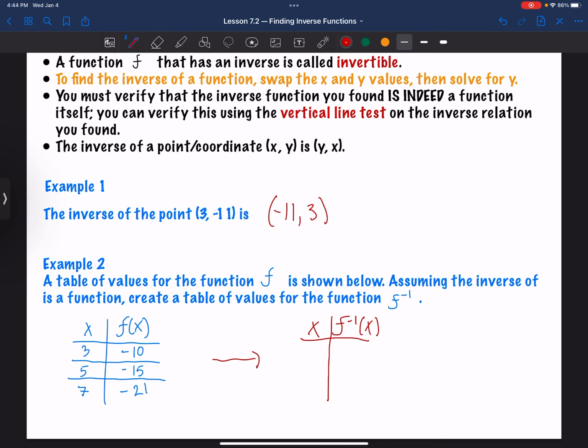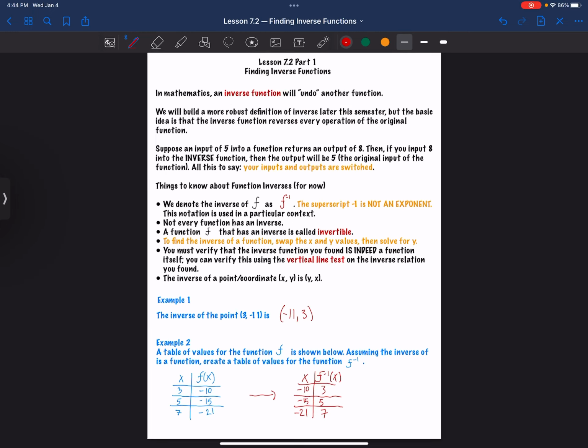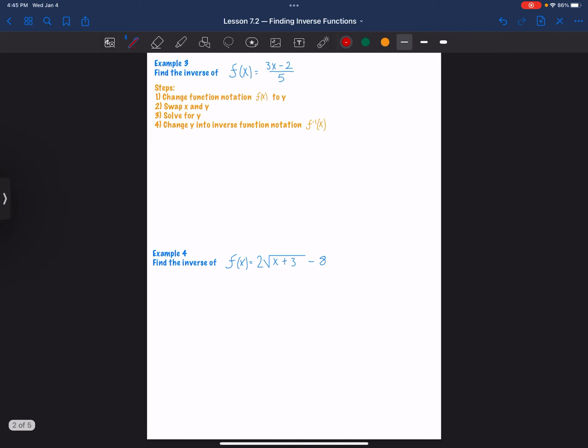I will simply switch every single one of these table values. 3 comma 10 becomes negative 10 comma 3. And 5 comma negative 15 becomes negative 15 comma 5. And 7 comma negative 21 becomes negative 21 comma 7. That's it. You simply swap them. Okay? All right, cool. Let's proceed. Very, very simple examples.